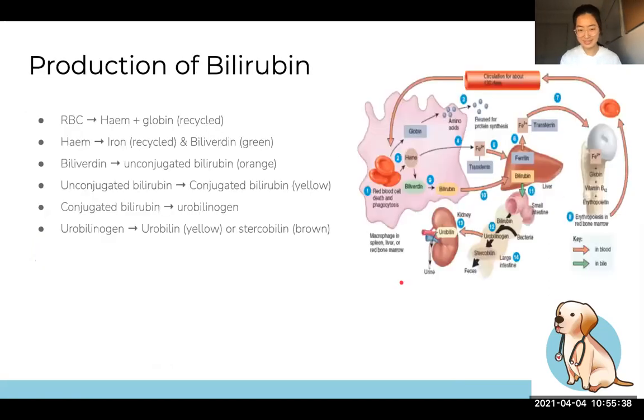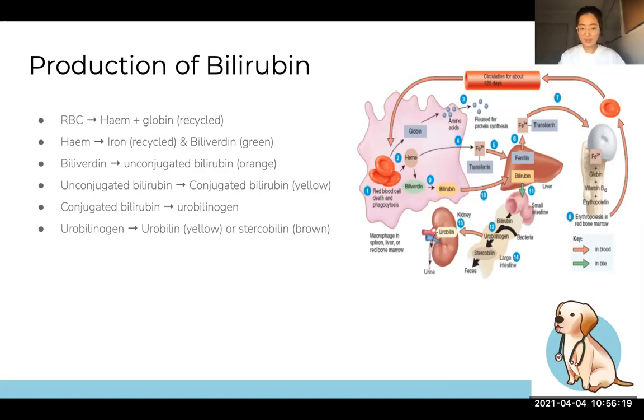But in a nutshell, how bilirubin is produced, it starts off by your red blood cells basically dying, and it's broken down into your heme and your globin. Globin is then recycled, don't care too much about it. Then your heme is broken down into your iron and biliverdin. Iron, once again, is recycled, don't care about that, at least not now. Let's follow the biliverdin pathway. Biliverdin then becomes bilirubin. So at this point in time, your bilirubin is unconjugated and orange in color. What happens then is the bilirubin travels to the liver, and that's when the conjugation happens. So your bilirubin goes from unconjugated to conjugated bilirubin in the liver.